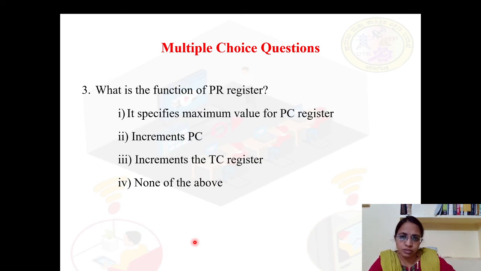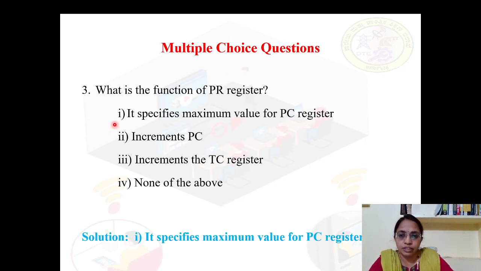The next question is, what is the function of PR register? The first option is, it specifies the maximum value for PC register. The second option is, it increments the PC. The third option is, it increments the TC register. TC register means timer counter. PC means prescaler counter. And the fourth option is none of the above. So what is the answer? The correct answer is the first one. It specifies the maximum value for the prescale counter register.